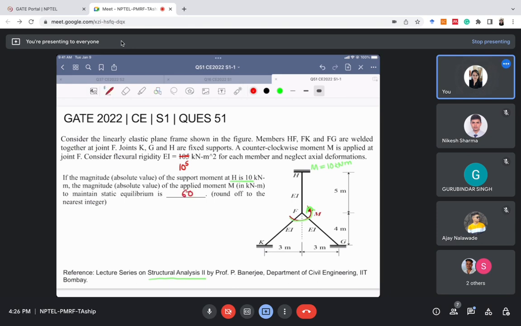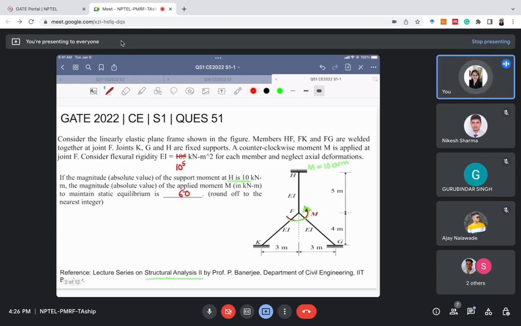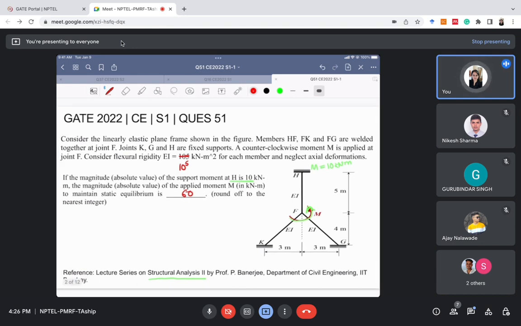It was a 2-mark question. If you already knew the concept of distribution factor and carryover moment, you could easily solve this problem in a minute. It was a very simple problem, and yet it was a 2-mark question.